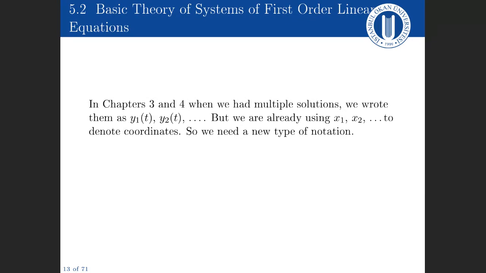In chapter 3, there's a mistake here. When we wanted multiple solutions to a differential equation, we would write y1, y2, y3, etc. But this is going to be confusing in this section because we're already using x1, x2 to denote the coordinates. X bold face, or x underlined using a pen, was the vector with coordinates x1, x2, etc.